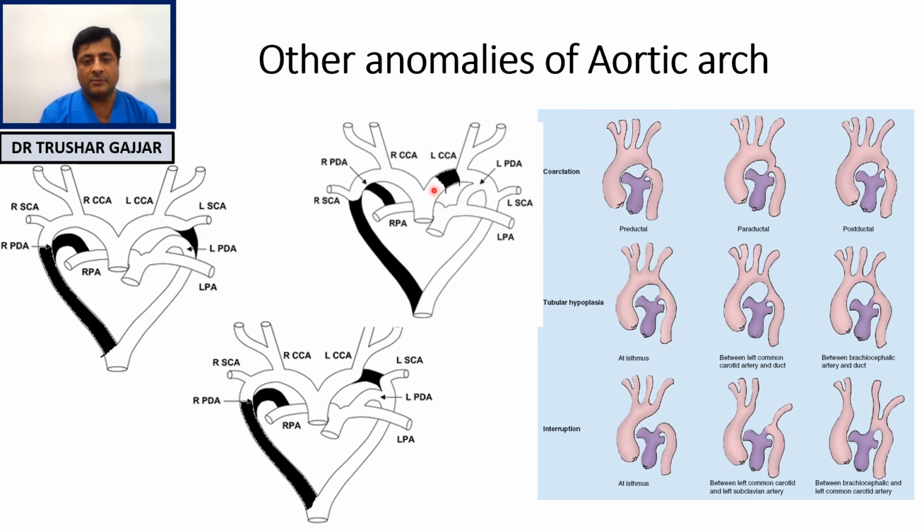If part of left arch disappears between the left subclavian artery and the left common carotid artery, it will lead to the preductal coarct, and the left subclavian artery is arising from the descending aorta. So this is type 1, this is type 2, and now if the portion of left fourth arch disappears before the common carotid artery, it will lead to the type 3 coarctation or the interruption, and this will form the coarctation of aorta, interrupted aortic arch type 3.